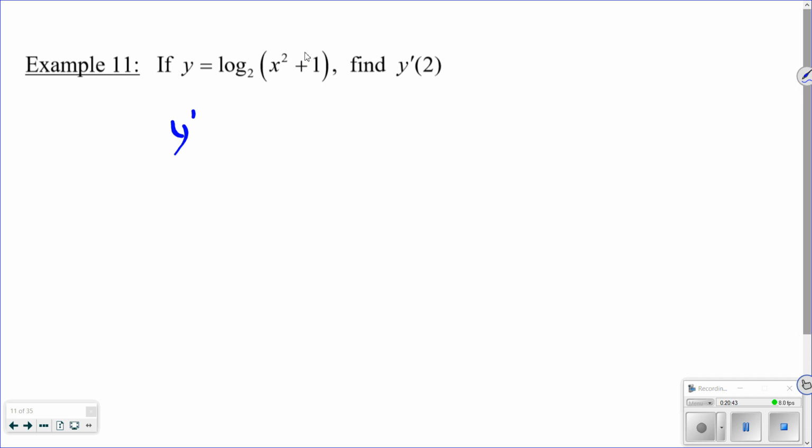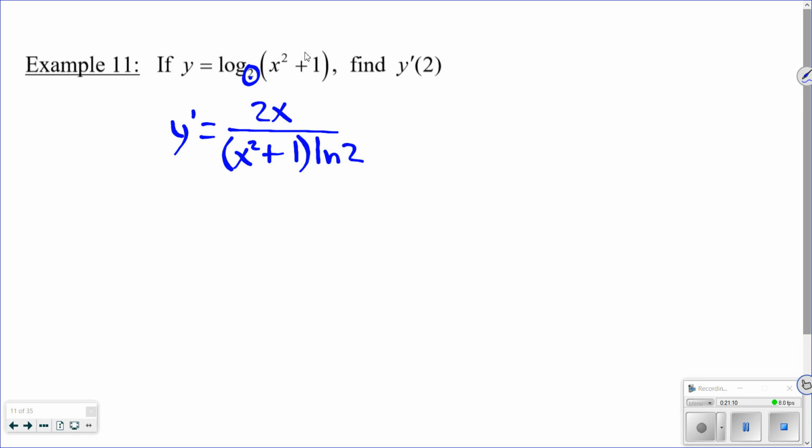Hey, I want to point out, this is really important. Make sure you recognize when your base is not e. Like, this is not an ln problem anymore. So we've got to add something to that. The first part's the same, though. When I find the derivative, the x squared plus 1, the inside goes on the bottom, and the derivative of the inside goes on top. But now I have to multiply the bottom by the ln of 2. The reason why is because it's a base other than e. If it's base e, we don't have to worry about that. Any other base, you have to add that on there.